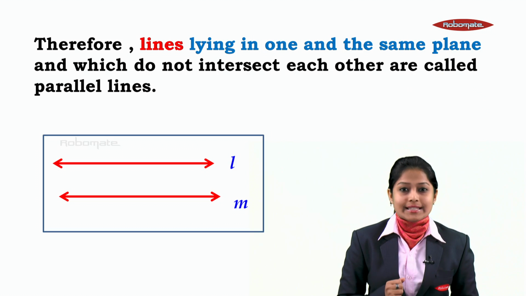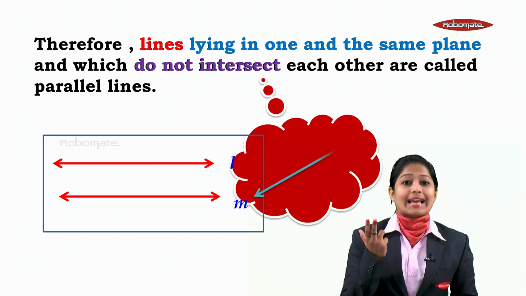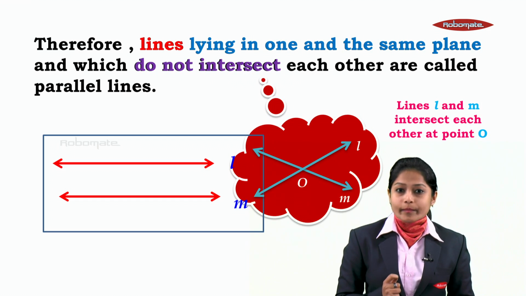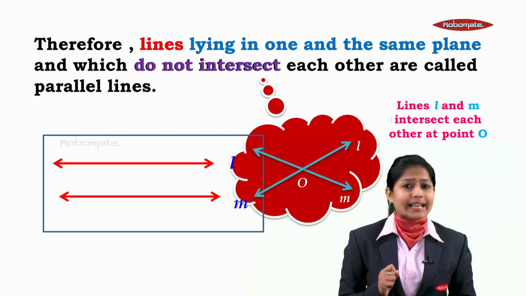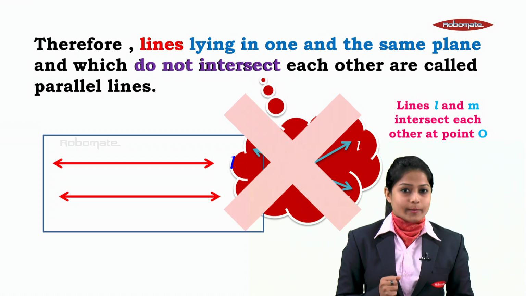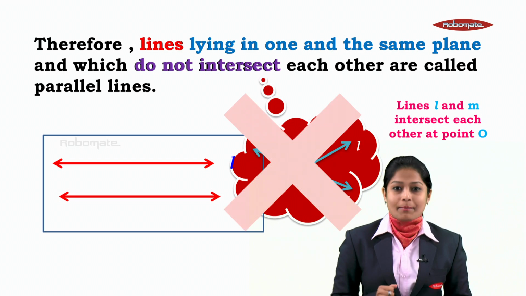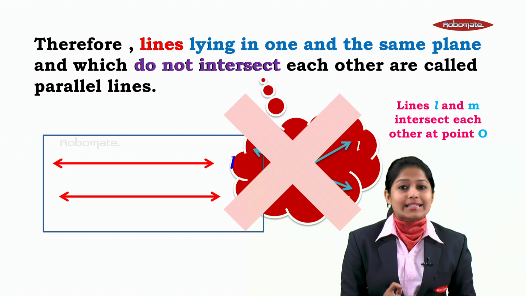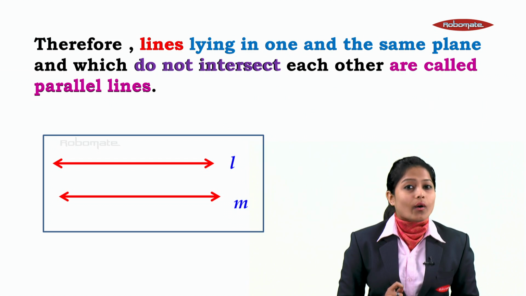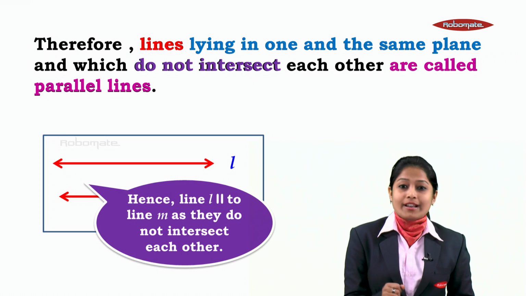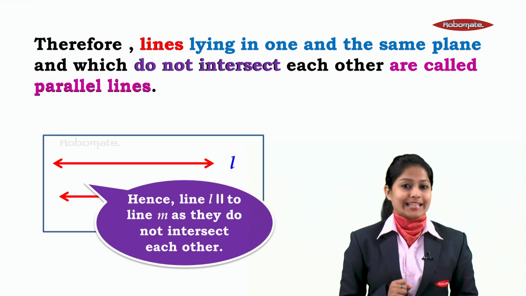Now what do we mean by intersect? For example, line L and line M, they meet at a point O. These lines are called intersecting lines. But we want lines which do not intersect. So intersecting lines cannot be parallel lines. Therefore, lines lying in one and the same plane and which do not intersect each other are called parallel lines. So, line L is parallel to line M as they do not intersect each other.